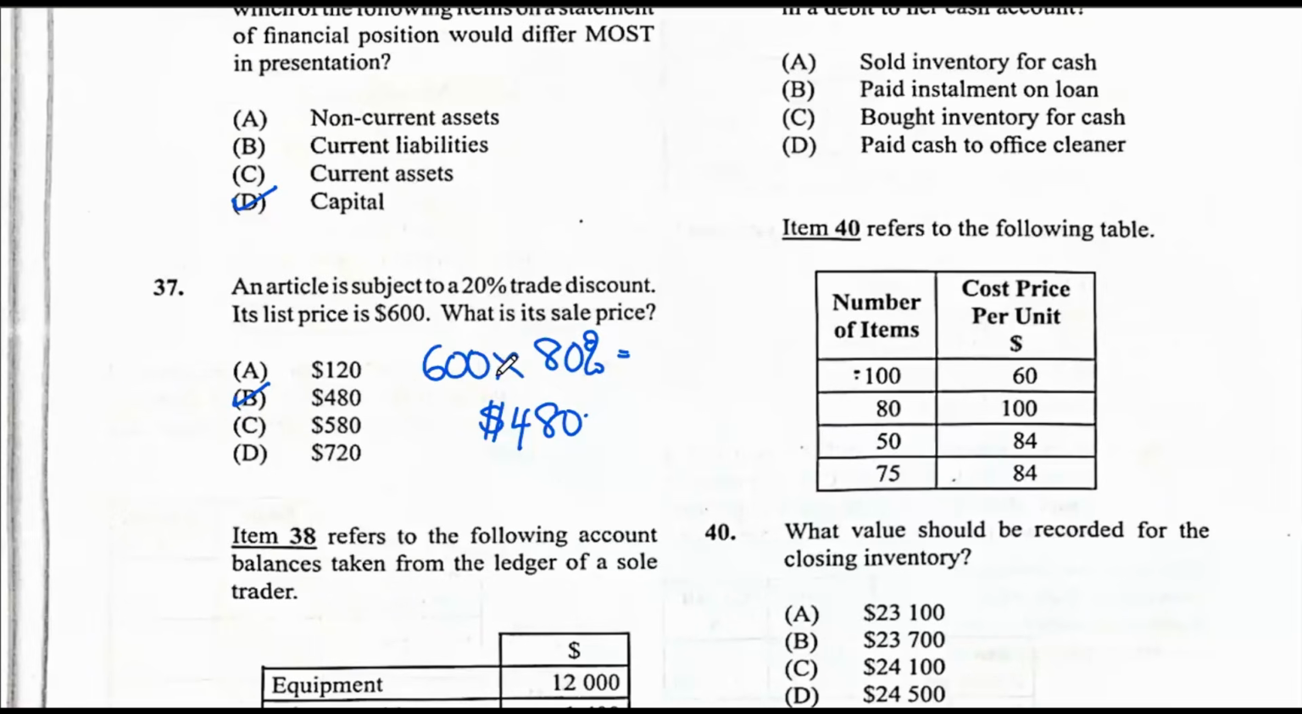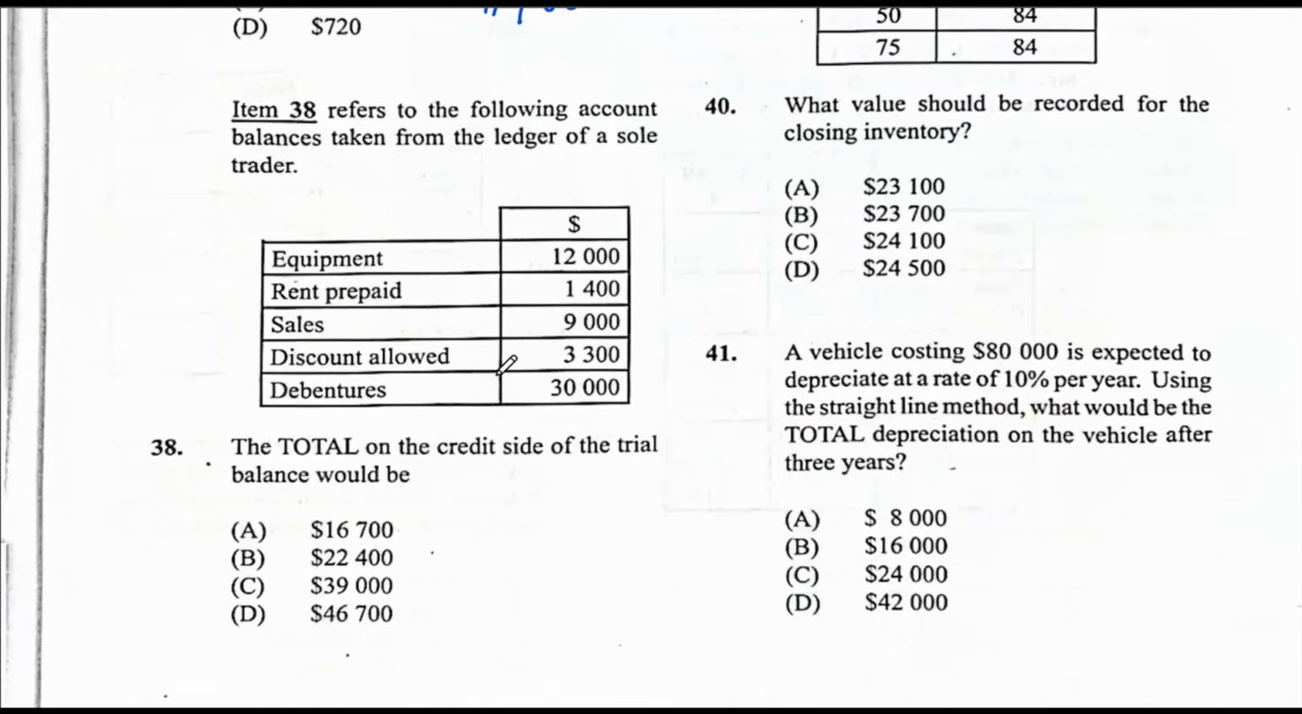Alright, moving on to question 38. Total on the credit side of the trial balance will be. So this question asks us about a trial balance. Item 38 refers to the following account balances taken from the ledger of a sole trader: equipment, rent prepaid, sales, discount allowed, debentures. Now we would have to know what accounts will be a debit balance or what accounts will be a credit balance.